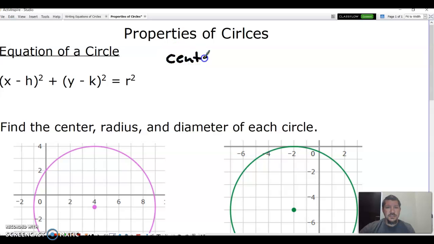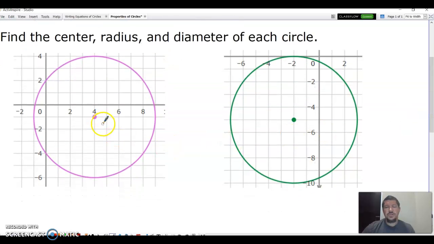In this instance, the center is (h, k). So remember, because of the minus signs, if you see pluses, then these are negative. You have to look at them as being the opposite of what you see. And obviously, in this case, the radius is r.